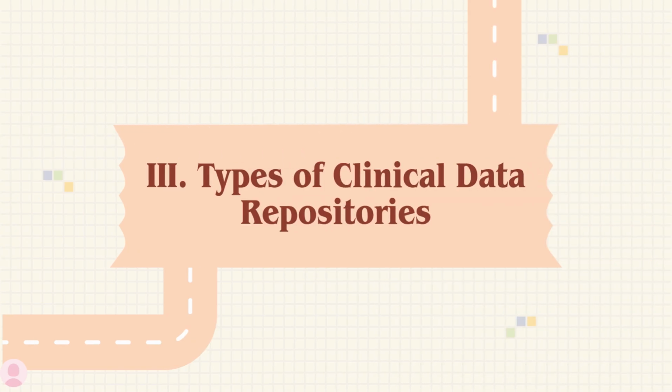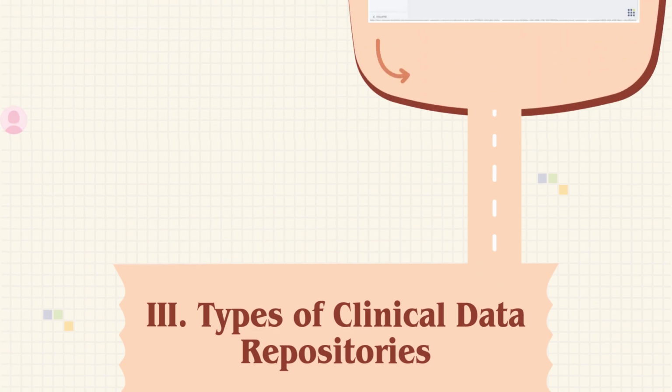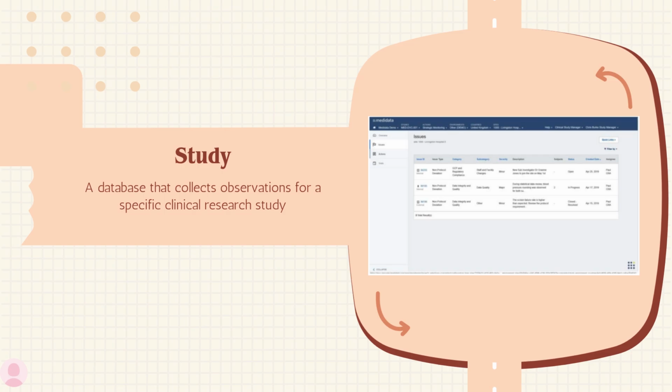Next, we move on to part 3, types of clinical data repositories. All right, let's start with number 1, study. So, a database that collects observations of a specific clinical research study. So, this encompasses research studies that include a patient's data information or observations, depending on the cases or the topic involved.